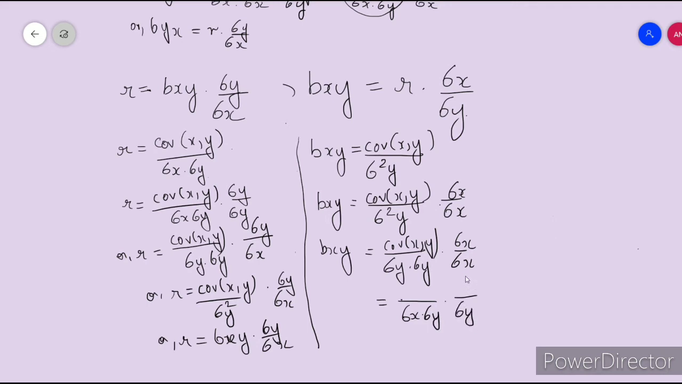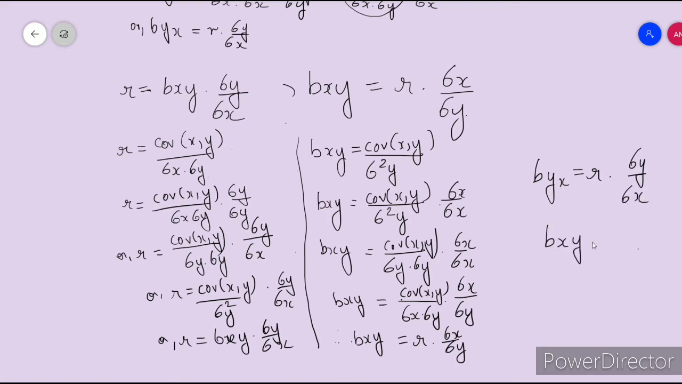This will go here, and that is how you establish the relationship between the regression coefficient of x on y with the correlation coefficient. So now we have shown that the regression coefficient of x on y is equal to the correlation coefficient times the standard deviation of y by the standard deviation of x, and the regression coefficient of y on x is the correlation coefficient times the standard deviation of x by the standard deviation of y.